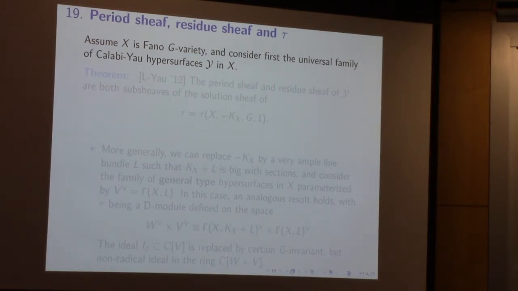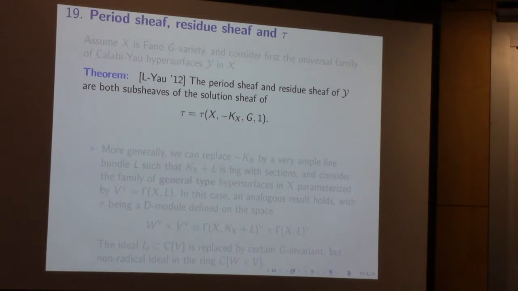All right, so here's a statement generalizing the CP^n case: the period sheaf and the residue sheaf of my family are both subsheaves of the solution sheaf of tau. So what you found is just like the case in 1995. You found a differential system, the obvious operator you can write down that kills your period sheaf and residue sheaf, and that's given by tau.